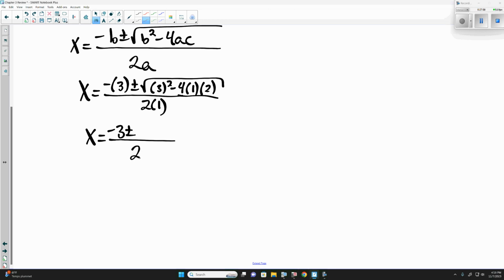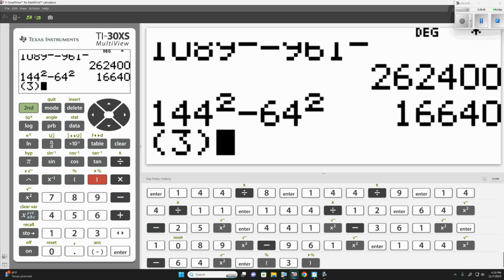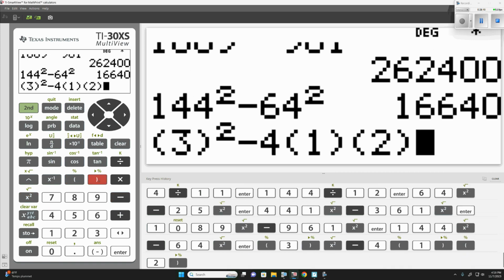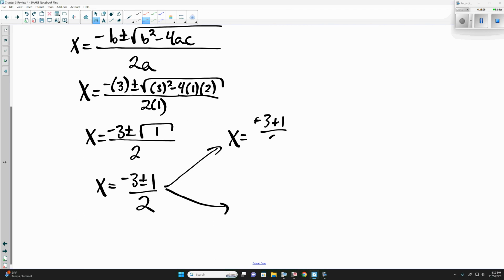Our 2 times 1 is 2. Now we do need to simplify what's inside the radical. 3 squared minus 4 times 1 times 2 is 1. Now we can simplify that radical because the square root of 1 is 1, and we get this here. Now we can simplify it because x is equal to negative 3 plus 1 over 2, and x is also equal to negative 3 minus 1 over 2.